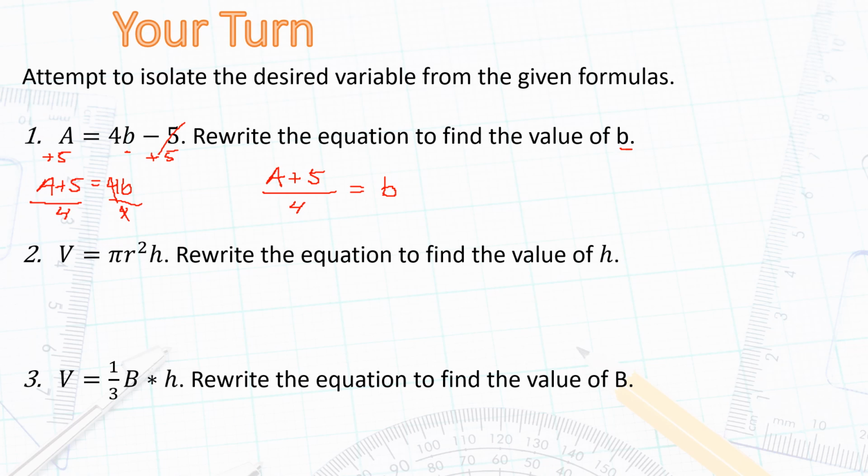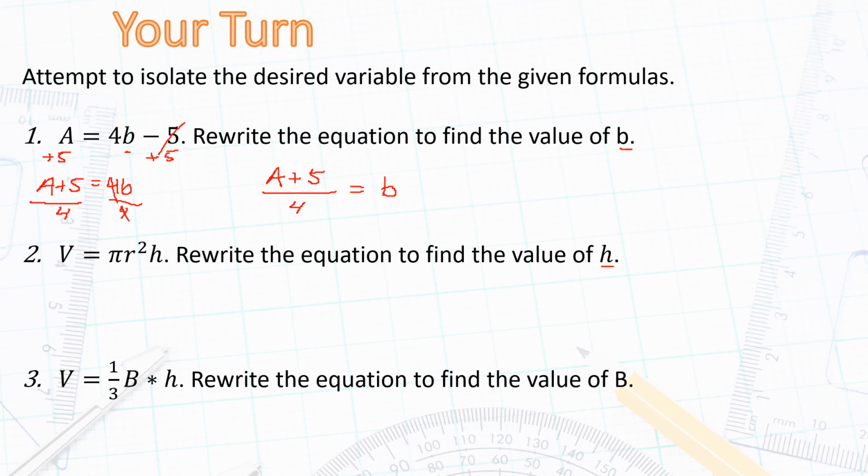Second one, V is equal to pi r squared h. This is the formula for the volume of a cylinder. So we want to find h on its own. h stands for height. So if I want to get h on its own, even though we see pi and r squared in here, it's actually not that bad. We don't have to do any square roots here because we want to just get h on its own.